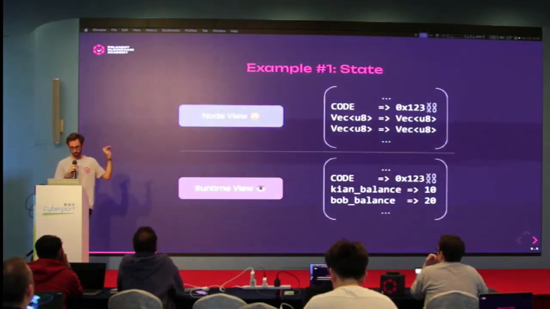So again, a recap. This diagram, I think, conveys this message really well. Make sure you understand it.